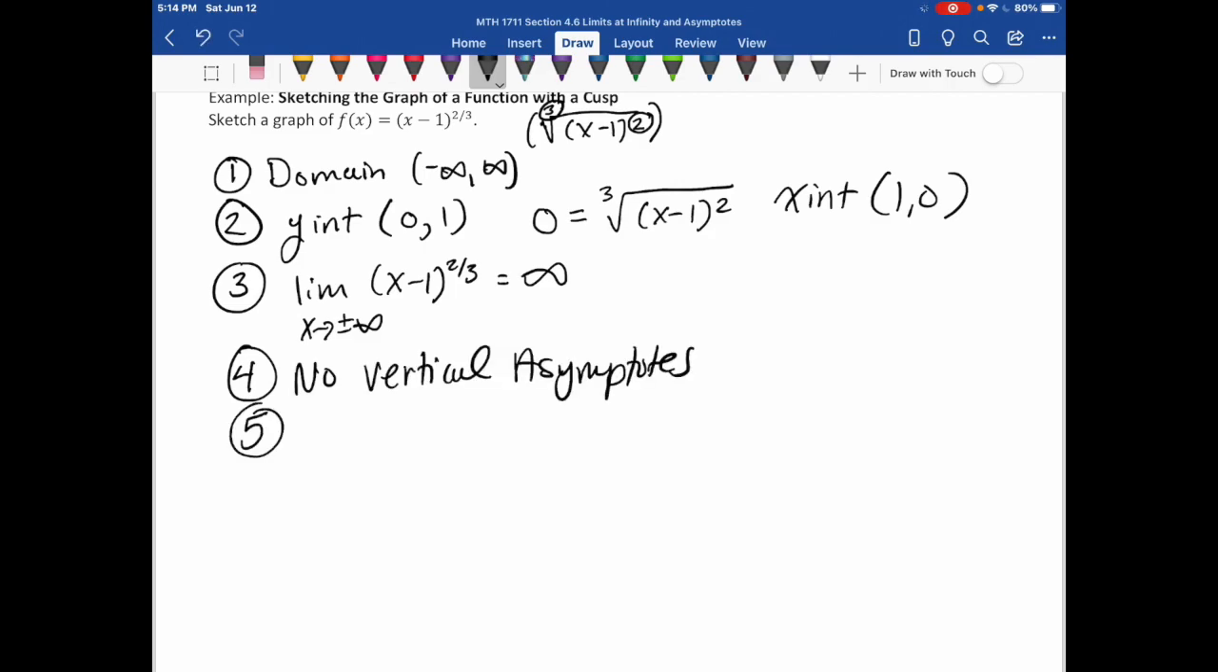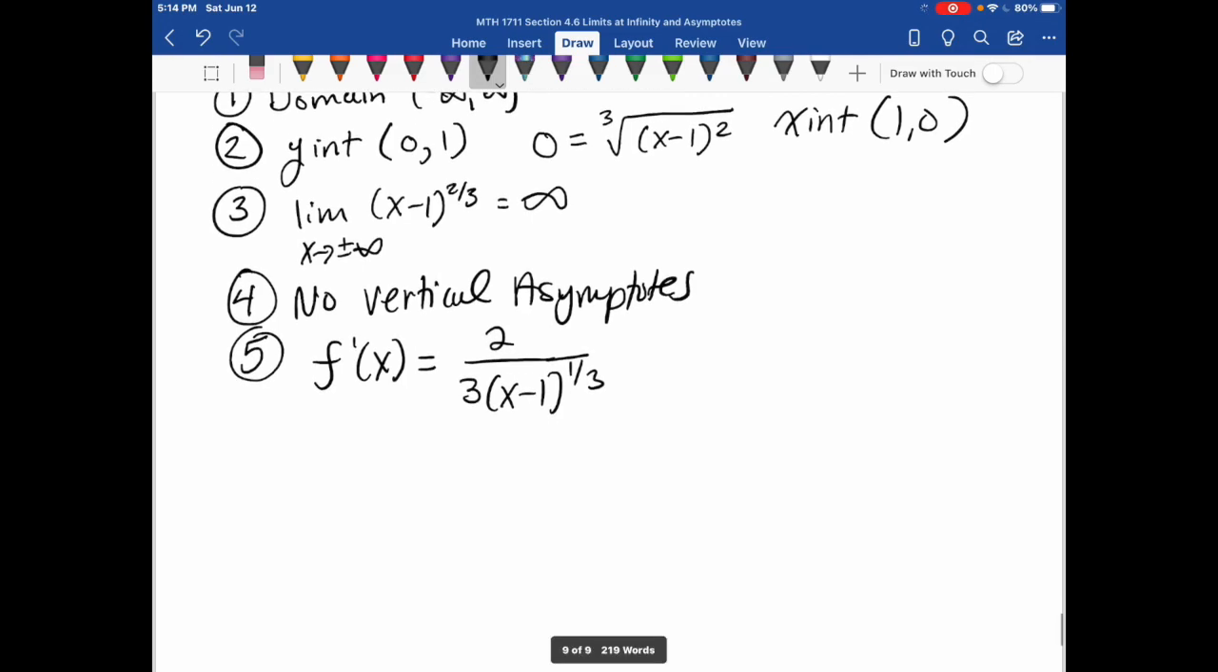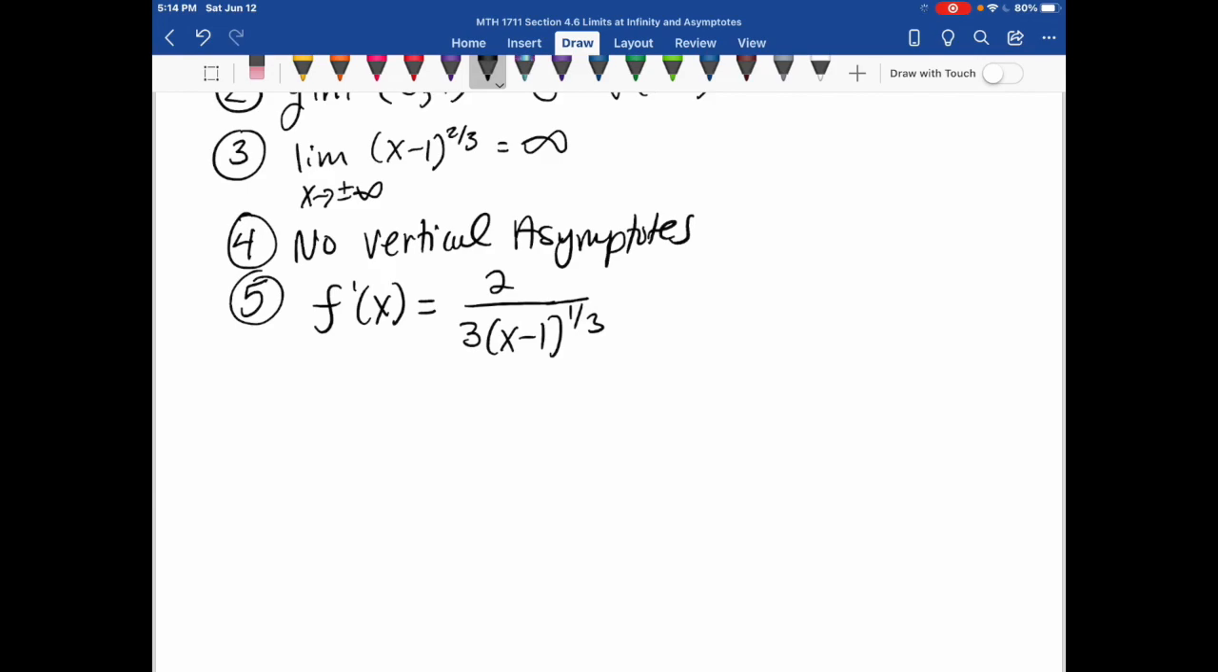Step 5, we need to find where the function is increasing and decreasing, so we're going to take the first derivative. When we take the first derivative, we're going to get 2/3 times (x − 1) raised to the 1/3. Now you guys can do some scratch work off to the side. Just make sure you get the same thing that I get. Our critical values are going to occur when the derivative is undefined or where the derivative is 0. So when we look at that, it's undefined when x is equal to 1. It's impossible for that derivative to be 0, but it can be undefined when x is 1.